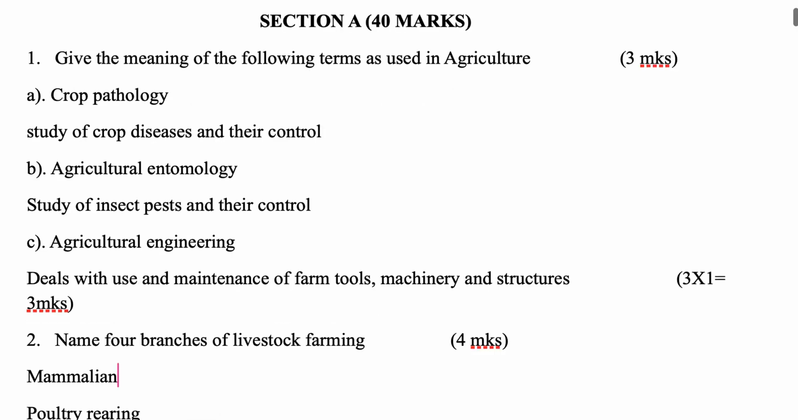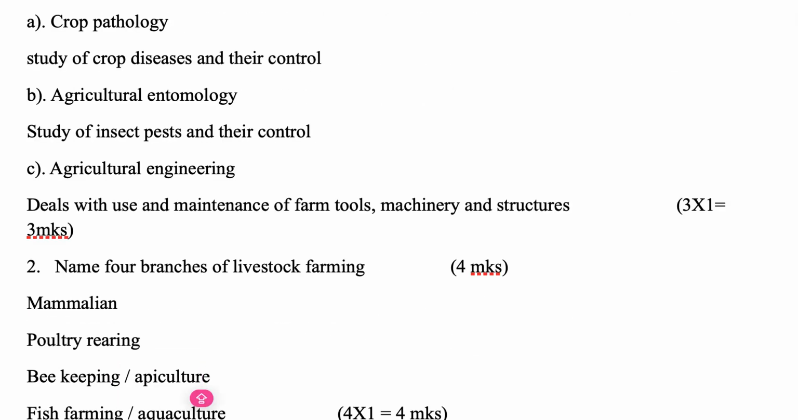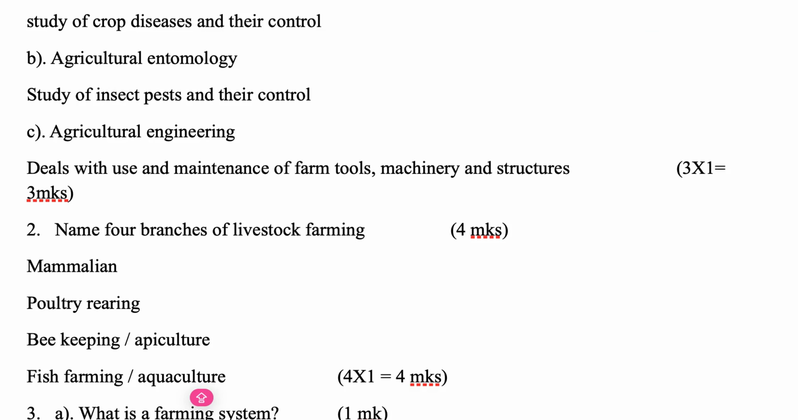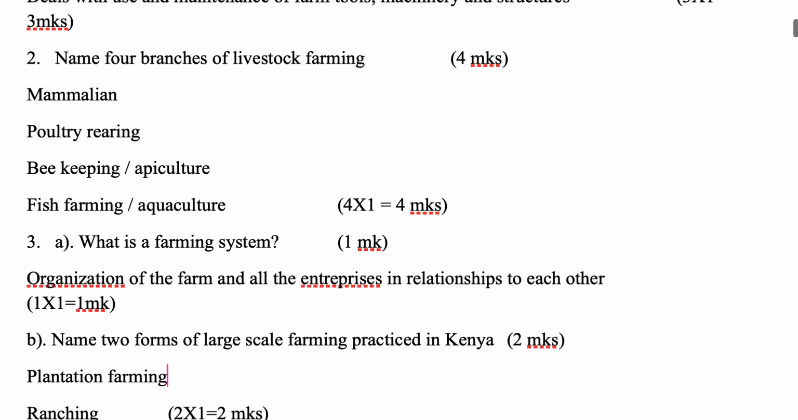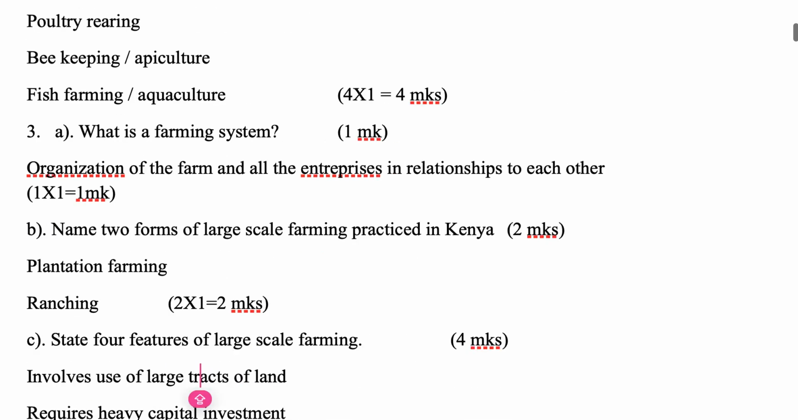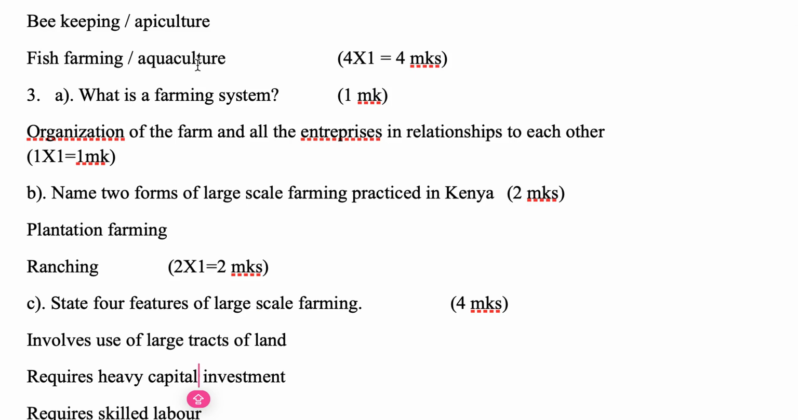Question 2. Name 4 branches of livestock farming. Mammalian, poultry rearing, beekeeping, fish farming. Question 3A. What is a farming system? It is an organization of the farm and all the enterprises in relationships to each other.